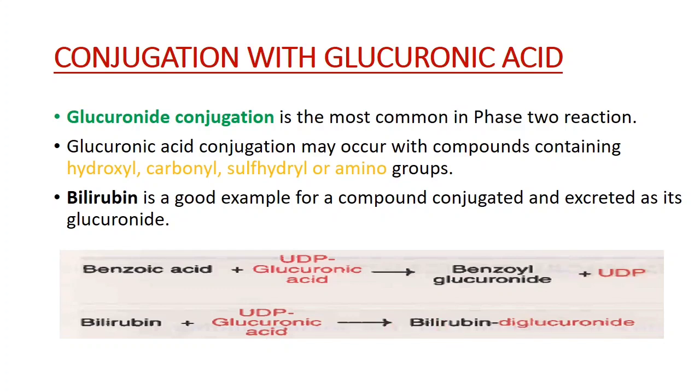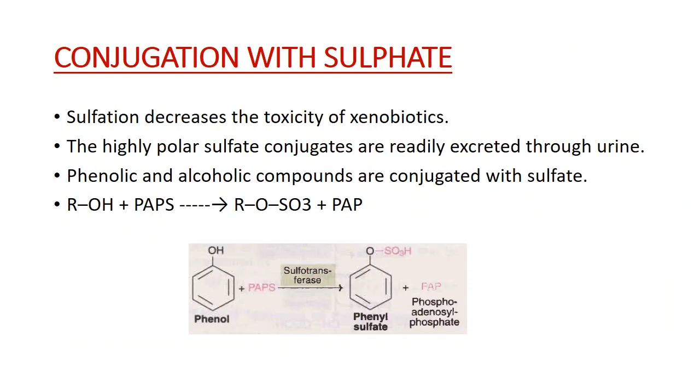Conjugation with sulfate. Here the sulfation decreases the toxicity of the xenobiotics and the sulfate conjugates are readily excreted through the urine. And in conjugation with sulfate, the phenolic and alcoholic compounds are conjugated. Here the enzyme is sulfotransferase and the sulfate group is transferred from the PAPS, the phosphoadenosyl phosphosulfate.